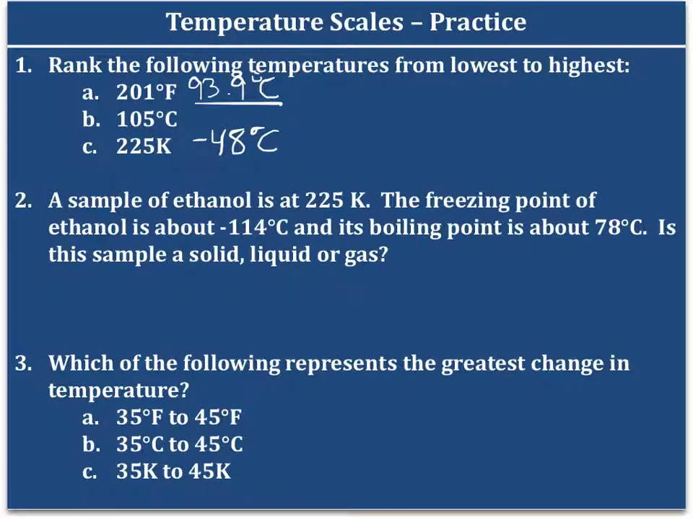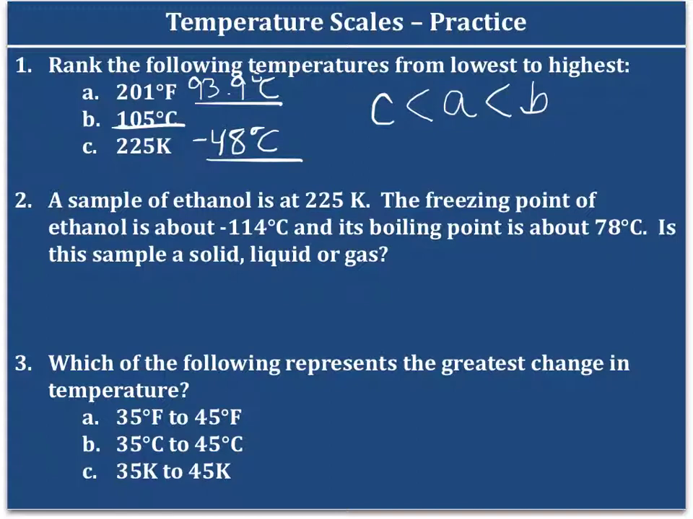So now we look at these 3 numbers here and we can rank them. So obviously negative 48 is the smallest. So C is the lowest temperature. And then 93.9 is the next, so A. And then the highest temperature is B, 105 degrees Celsius.